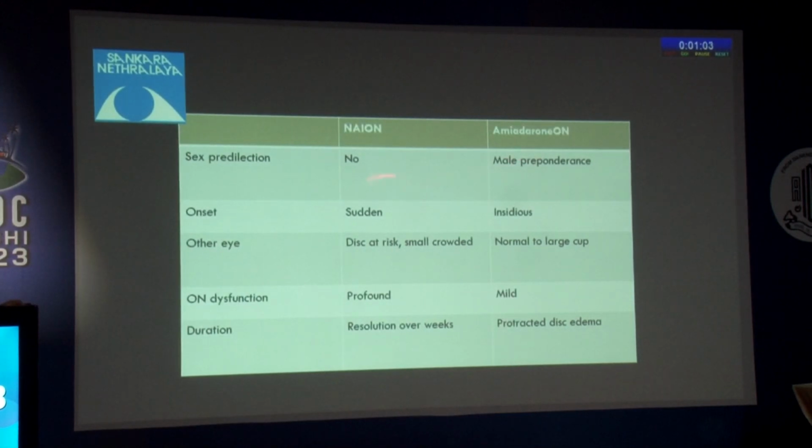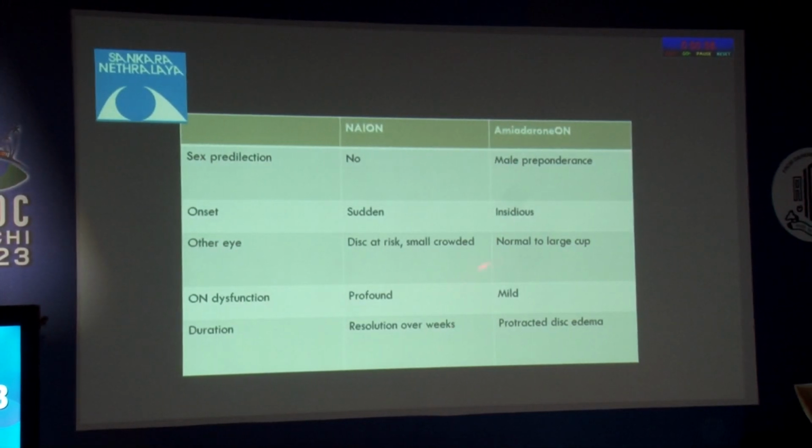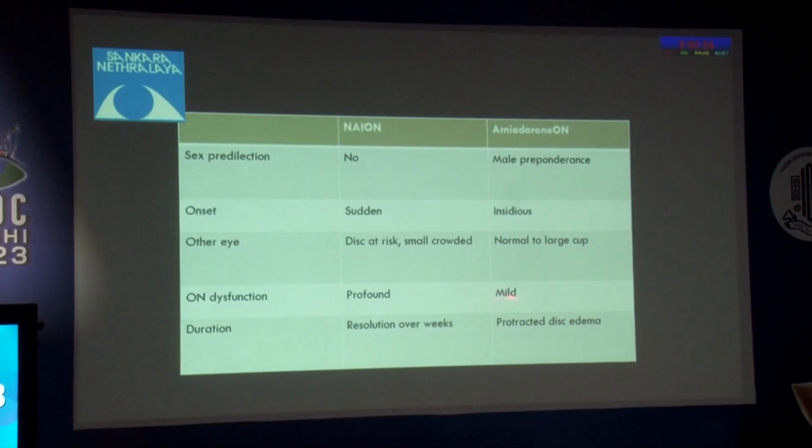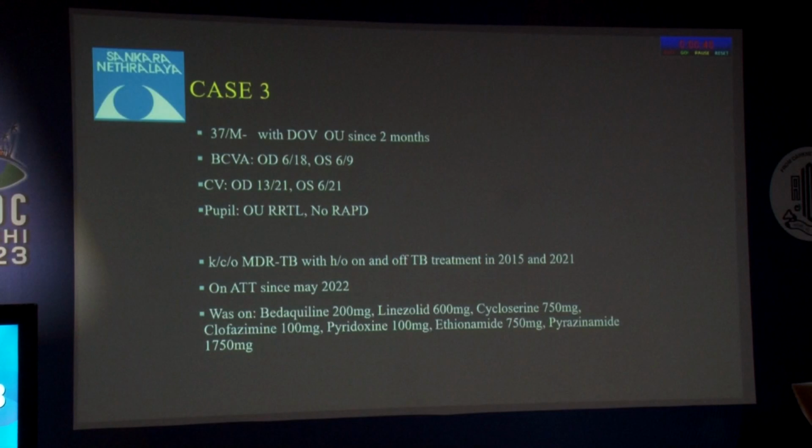So here are the differentiating features: male preponderance, insidious onset. You will see a normal to large cup, as opposed to a crowded disc in an NAION. It's a mild vision drop. The patient didn't even know that he had a drop, and it's a protracted disc edema. I saw the patient after 2 months still sitting with a disc edema. That is one thing which goes more in favor of amiodarone optic neuropathy.